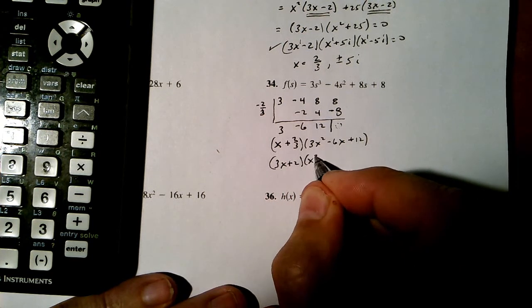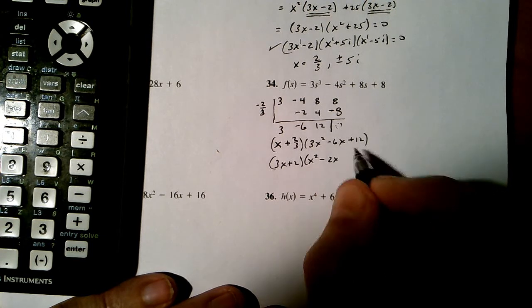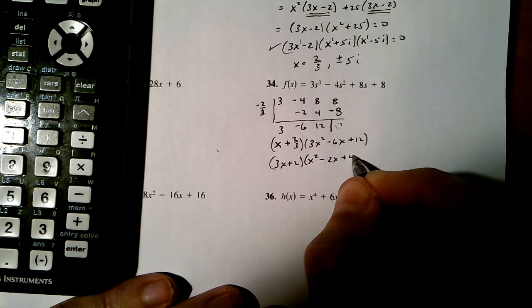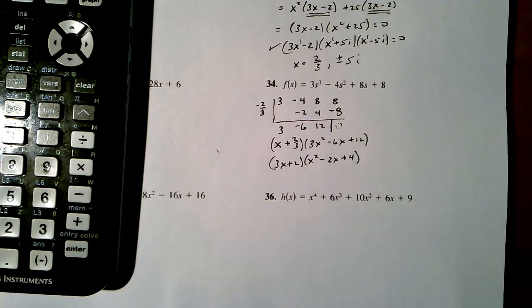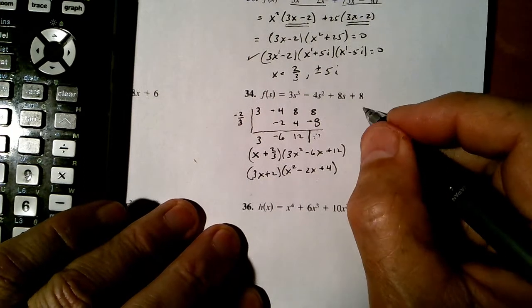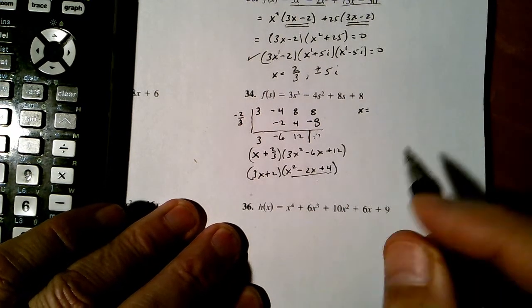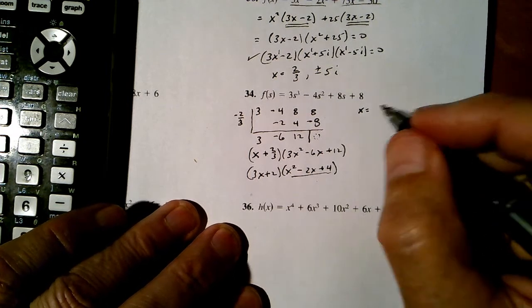Times x squared, dividing out the 3 minus 2x, dividing out the 3 plus 4. And now, can this factor? Well, factors of 4 that add up to negative 2? No. So I think I'll put it up here, just looking at this one right now.